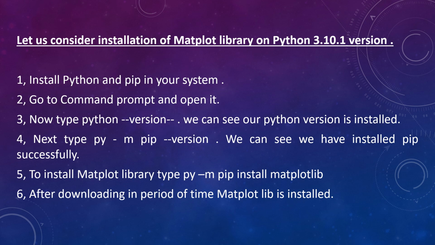First, install Python and pip in your system. Go to the command prompt and open it. Now type python --version. We can see our Python version is installed. Next, type py -m pip --version. We can see we have installed pip successfully. To install Matplotlib, type py -m pip install matplotlib. After downloading for some time, Matplotlib is installed.